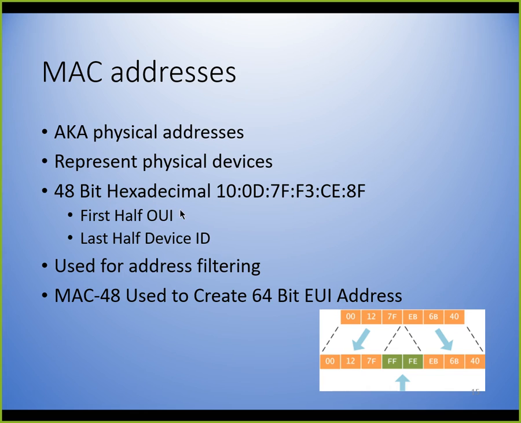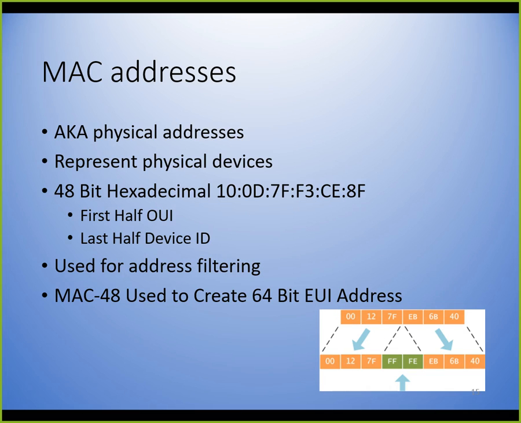It's a 48-bit hexadecimal. The first half is the OUI, the organizationally unique identifier. The last half is the ID. It's used for address filtering, and MAC address filtering is pretty popular on wireless access points and wireless routers. And we can use it there. We're also going to look in a few minutes at how we can use it on fixed addresses too.